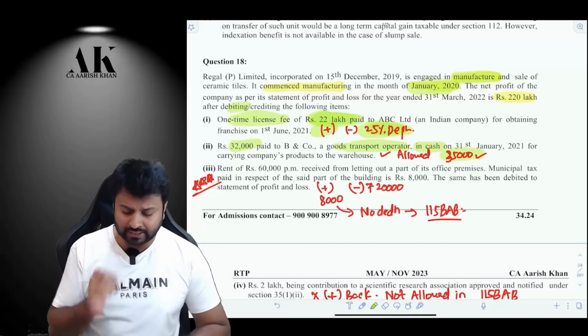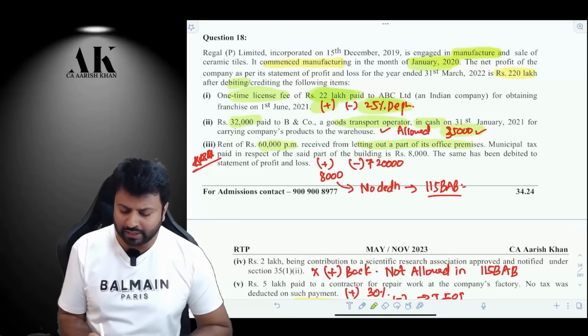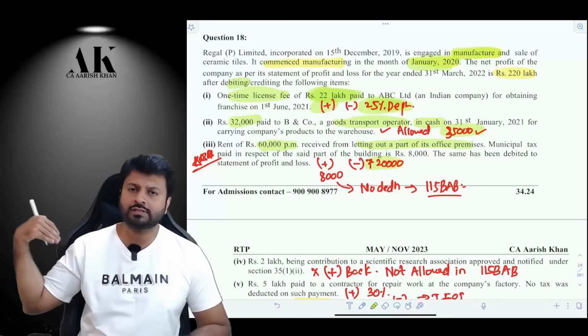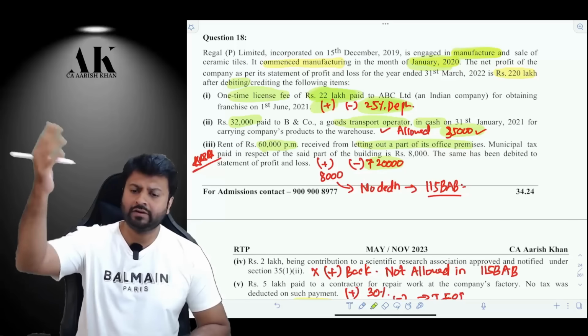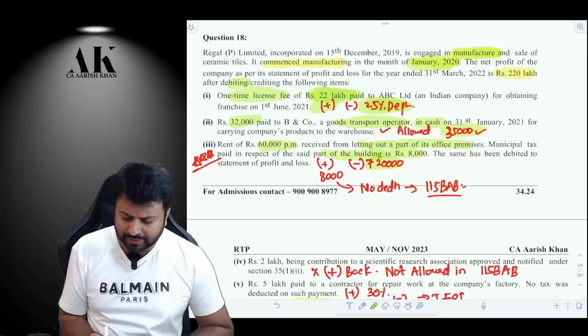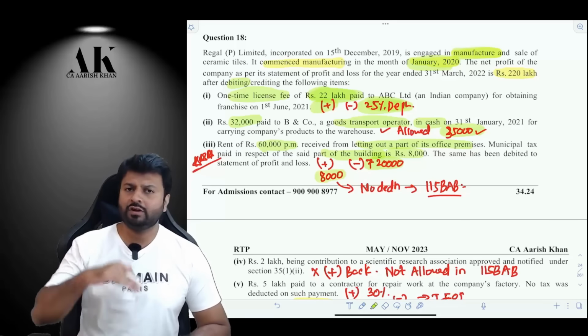Next is a very intelligent adjustment. You have let out part of your office at 60,000 rupees per month. That will make your total rent 7,20,000. First of all, reduce this rent from your PNL account. You have to reduce this. This is not a part of PNL. This is not a part of profit. It will go to house property. You have also paid a municipal tax of 8,000. You have to add back this 8,000 rupees as municipal tax to your PNL account. Okay, in your PGBP you have to add it back.